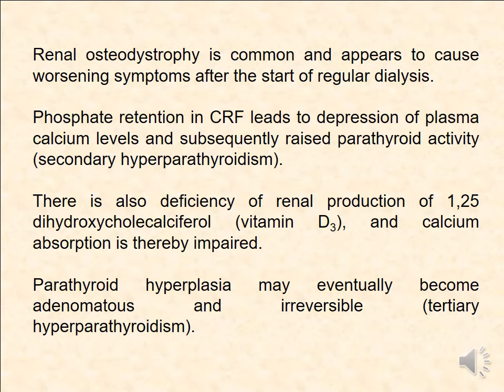Renal osteodystrophy is common and appears to cause worsening symptoms after the start of regular dialysis. Phosphate retention in chronic renal failure leads to depression of plasma calcium level and subsequently a rise in parathyroid activity, leading to secondary hyperparathyroidism. There is also deficiency of 1,25-dihydroxyvitamin D3, and calcium absorption is thereby impaired. Parathyroid hyperplasia may eventually become adenomatous and irreversible, leading to tertiary hyperparathyroidism.